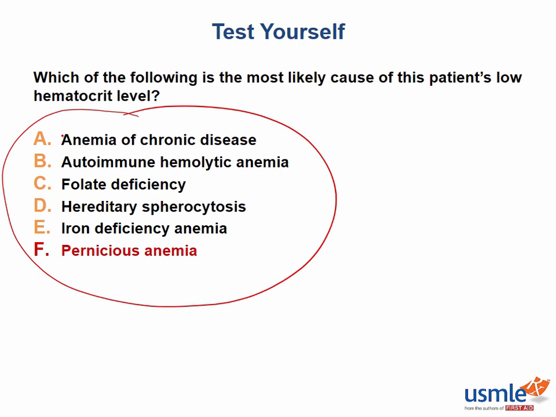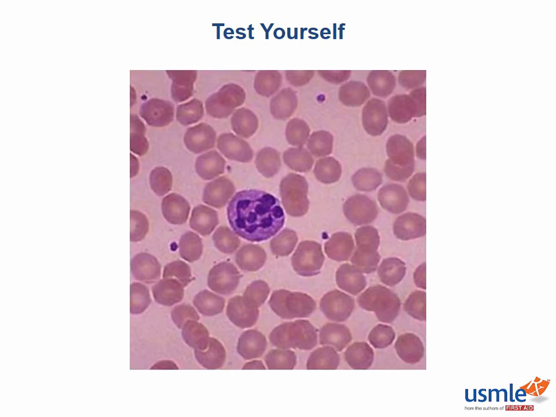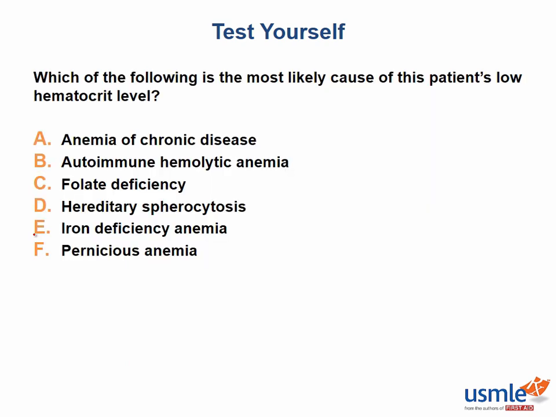So for our question here, we've got an older guy with fatigue. He also has some nerve issues, an anemia, and a very elevated MCV. We also get a picture, and what do we see in our picture? A hypersegmented neutrophil with lots of lobes. First off, iron deficiency anemia is usually microcytic, so I'd scratch that one off. For anemia of chronic disease and autoimmune hemolytic anemia, these are usually normocytic, and they normally don't have nerve-related issues, so I'd eliminate these two.